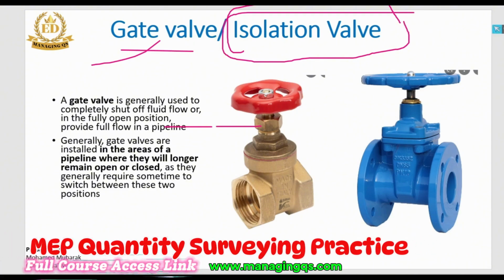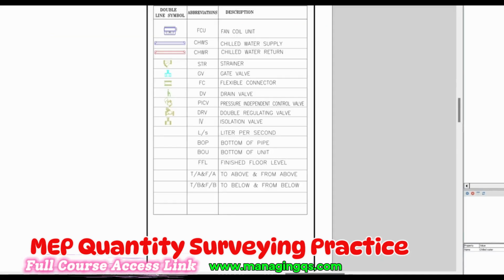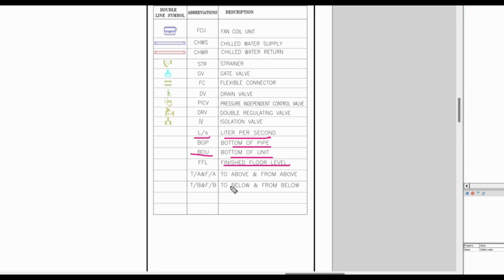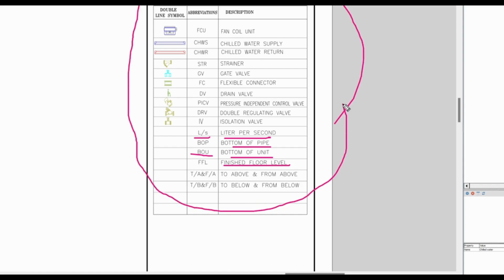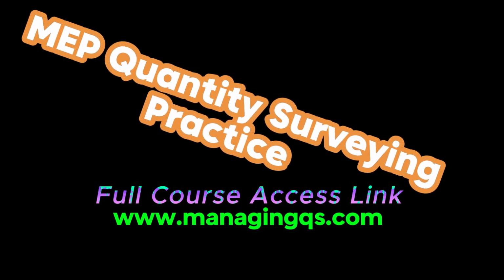So these are the important components in the HVAC system. Also, there are notations available. LS means liters per second, BOP means bottom of the pipe, BOU means bottom of the unit, FFL means finished floor level, like this. This is a very important key point before starting the quantity takeoff. So now I'm going to start the detailed drawing analysis.